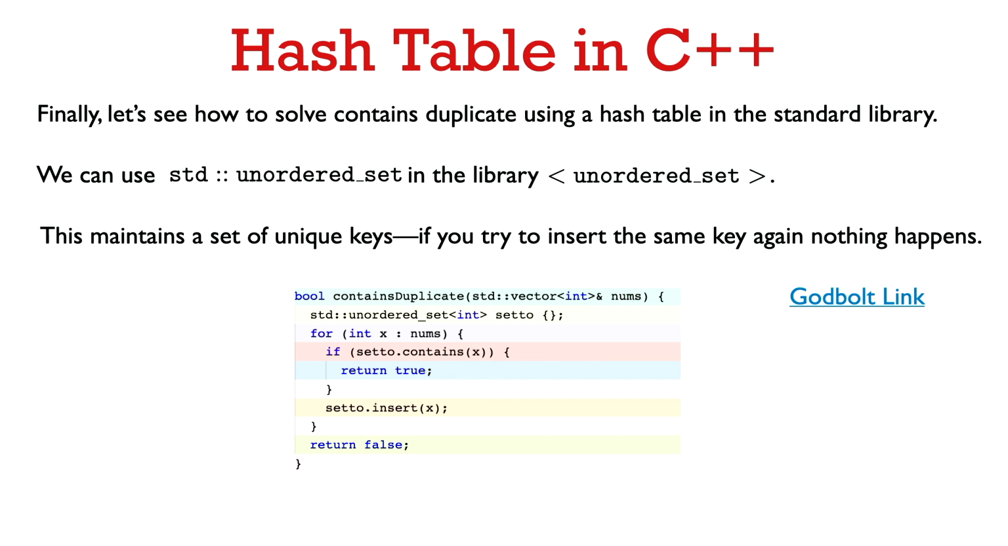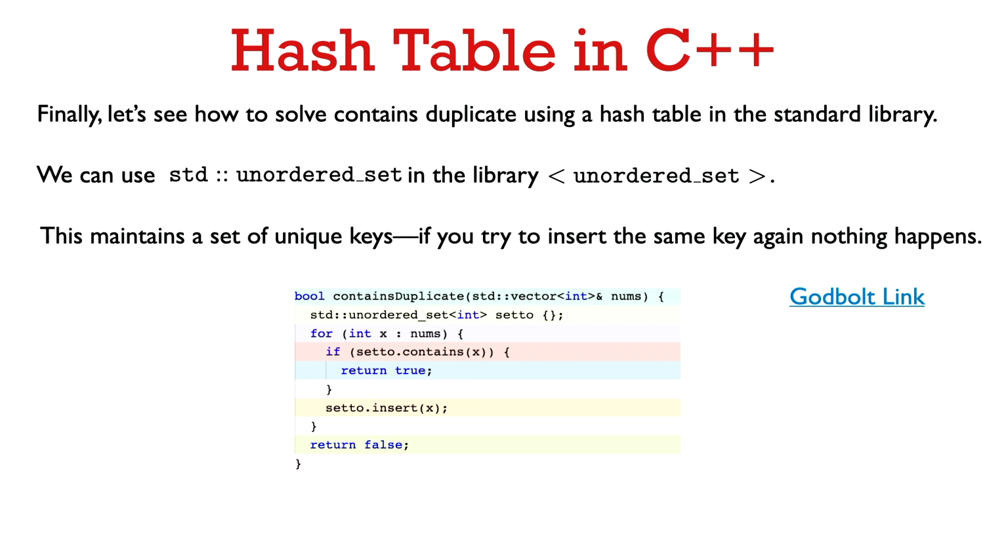Finally, let's do contains duplicate again using a hash table in the standard library. For this application, we can use standard unordered set. So this data structure maintains a collection of unique keys. So before inserting a key, it checks if the key is already present in the hash table. And if it is, then nothing is done. If it's not, then the key is inserted.